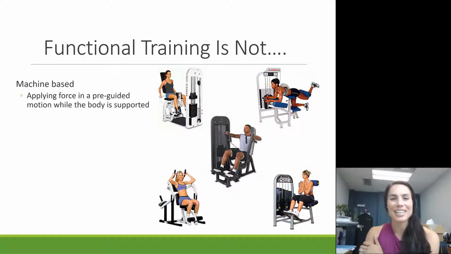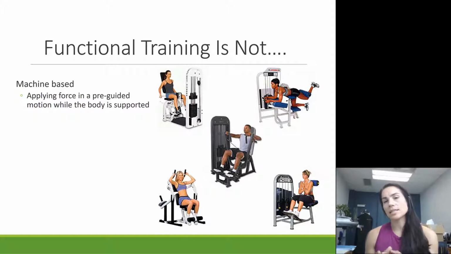Let's go ahead and look at what functional training is not. Functional training is not machine-based, and the leg extension example is a great example, right? Because when you do a leg extension, you're only doing open kinetic exercises because you don't have that distal extremity that's attached to anything, and it's single joint. Okay, so machines are applying force in a kind of already guided, pre-guided motion, while the body is being supported. So if you look at all of these different pictures, you can see that, right? So the adductor machine, the bench press, the back extension, the hamstring curl, the abdominal crunch.